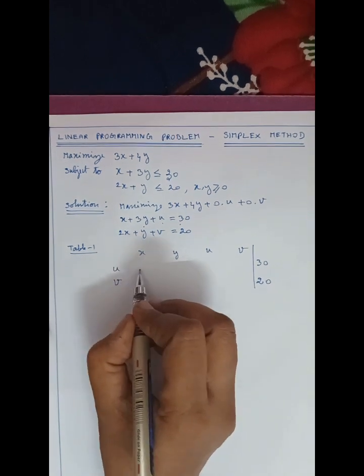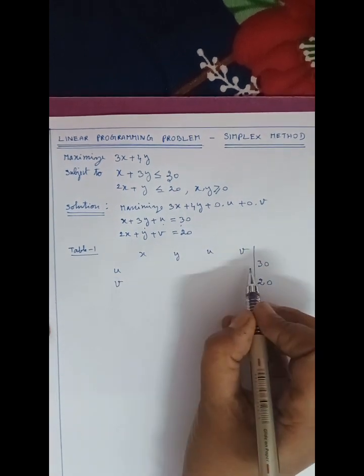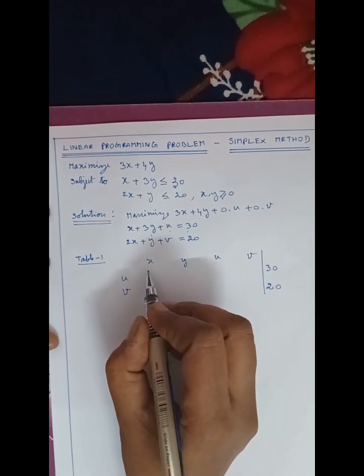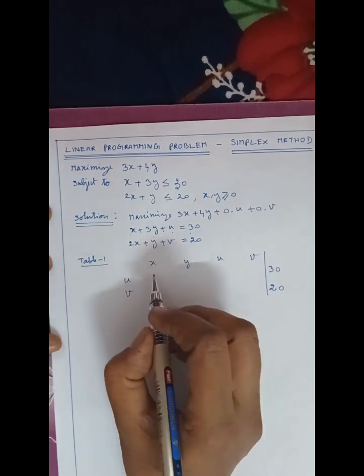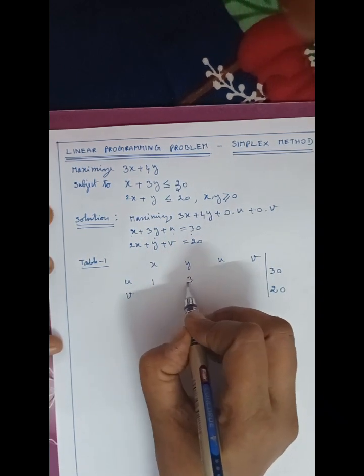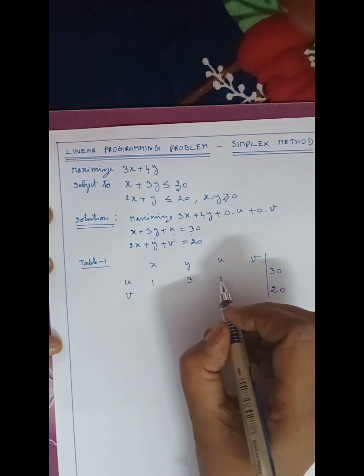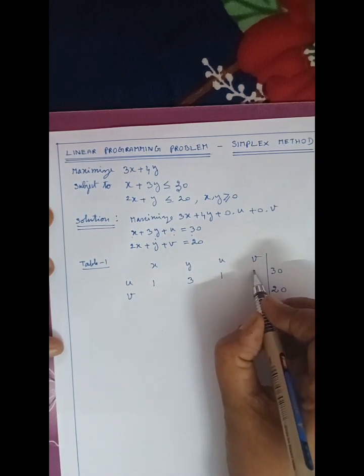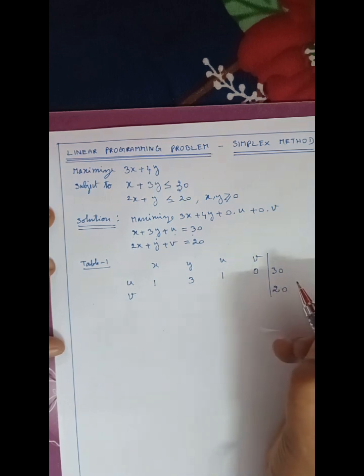In the first row, the first constraint is going to be represented. Here we are going to represent all the coefficients. Coefficient of x is 1, so that is written here. Coefficient of y is 3, so 3 is written. Coefficient of u is 1, so 1. And there is no v term here, so coefficient of v becomes 0.